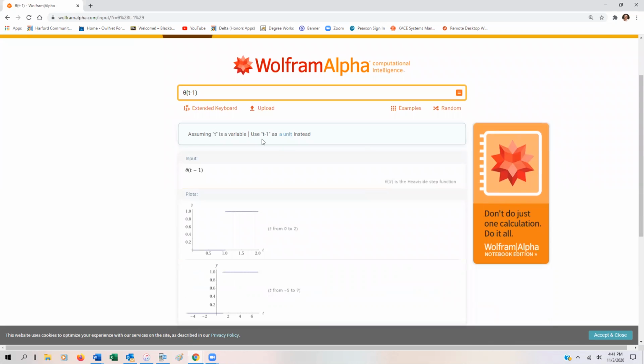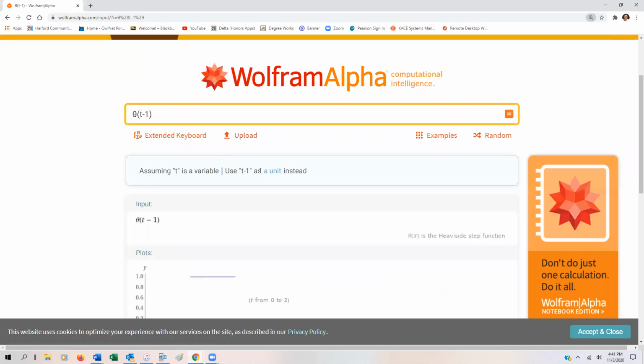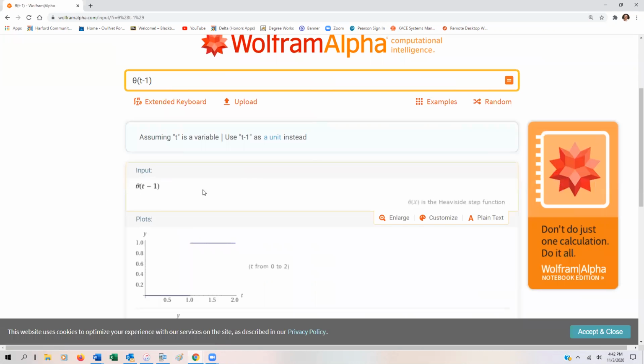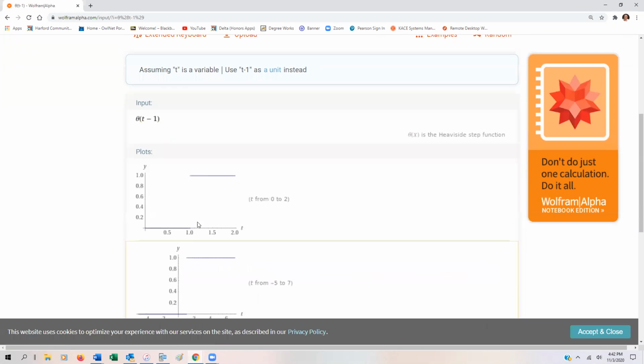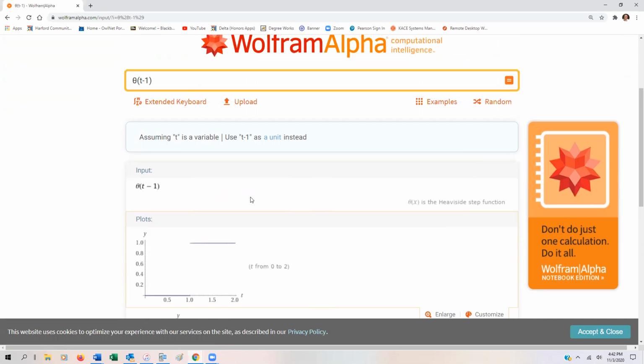And notice what it says right here: assuming that t is a variable, use t minus 1 as a unit instead. But remember, this is going to be our unit step function. It does exactly that, so it produces the graph. It's 0 until we get to 1, and then it just starts becoming 1. Remember, we had this one.